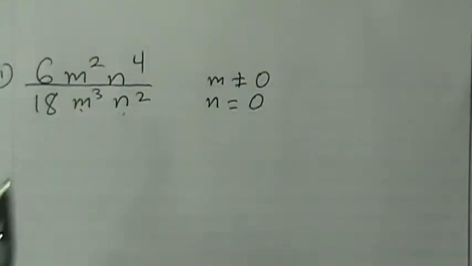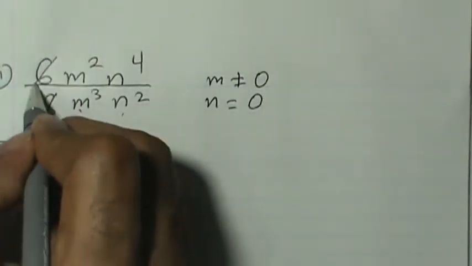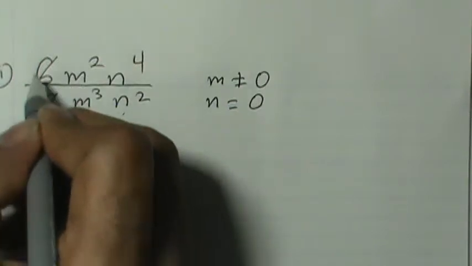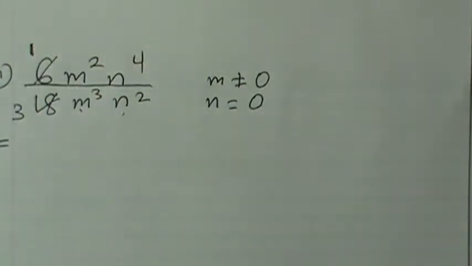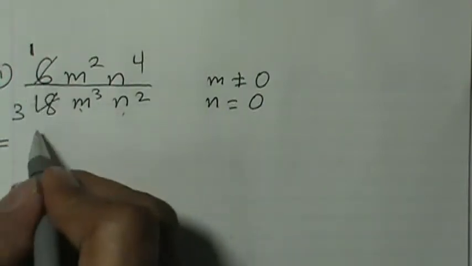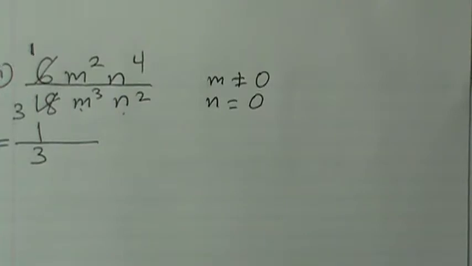So we start with the coefficients first. I see that 6 and 18 can be reduced once, and 3 times 6 goes to 18. So we have 1 over 3 in the bottom. So this is what we have so far.